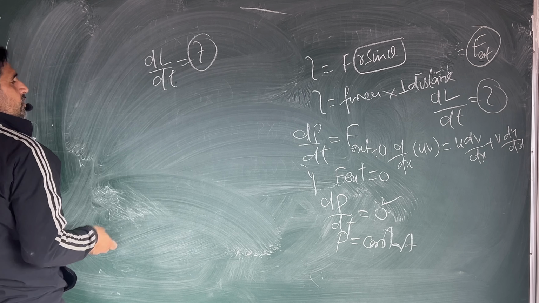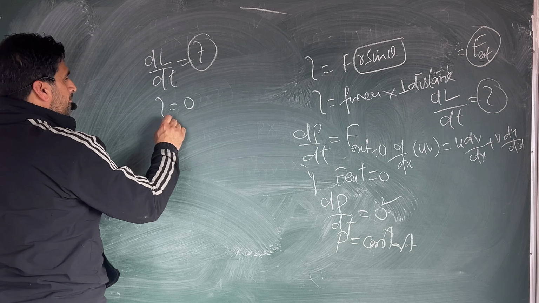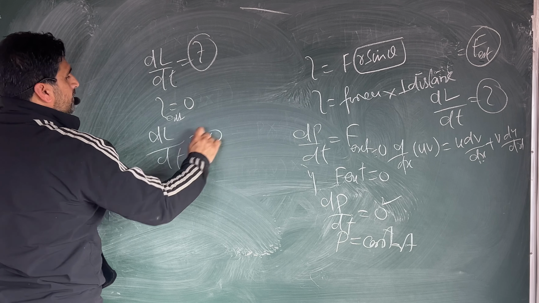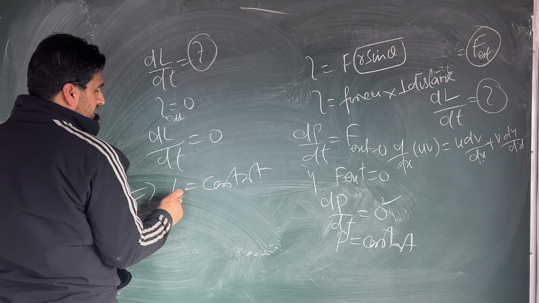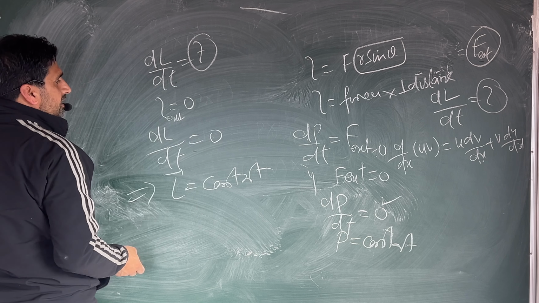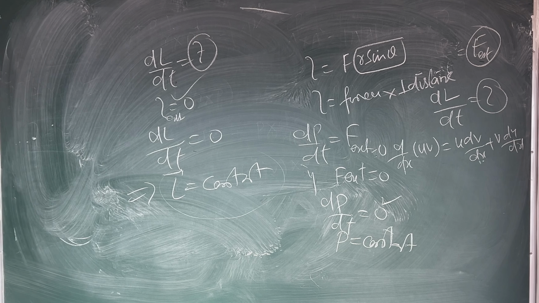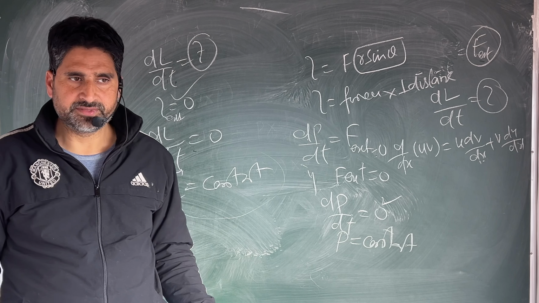Similarly, you can show here, if external torque is 0, that indicates dL/dt is equal to 0. This implies L is constant, because the difference of a constant is 0. So when L is constant, it means torque is 0. So the angular momentum remains constant. This is the law of conservation of angular momentum.